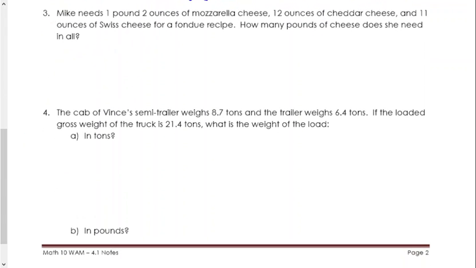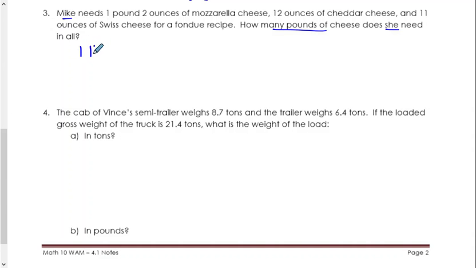Okay, next example. Mike needs 1 pound, 2 ounces of mozzarella cheese, 12 ounces of cheddar, and 11 ounces of Swiss for a delicious fondue recipe. So how many pounds of cheese does she, because apparently Mike's real, need in all? So 1 pound, 2 ounces, 12 ounces, and 11 ounces. Now there are a couple ways I can do this. Well, more than a couple, but I will just focus on 2.